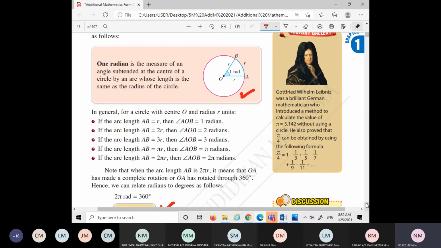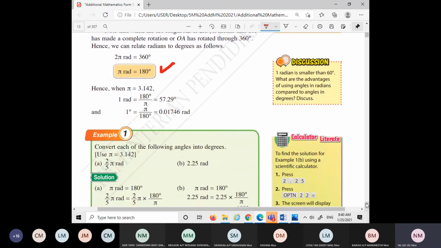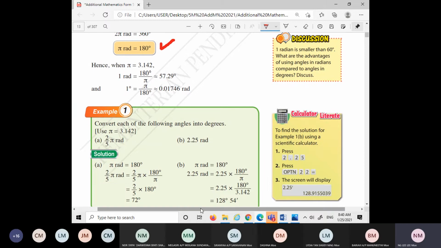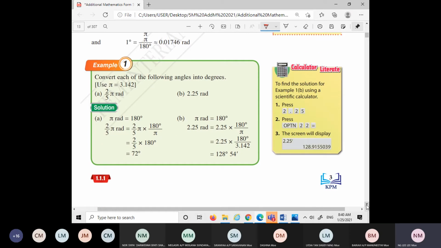Okay, so now we want to see how we do the conversion between radian and degree. We look at example 1. All these examples you don't have to copy. No need to copy. But you have to get your calculator ready now. We do it together. Do you have your calculator ready? Yes. Okay, so first we want to convert radian into degree.